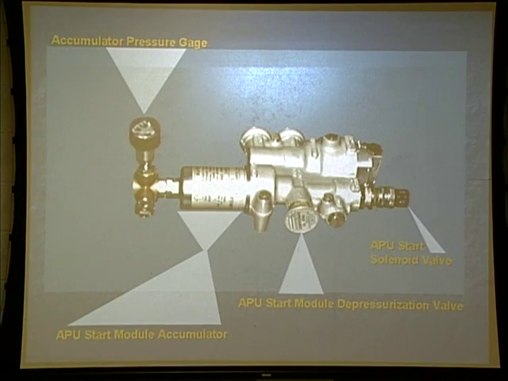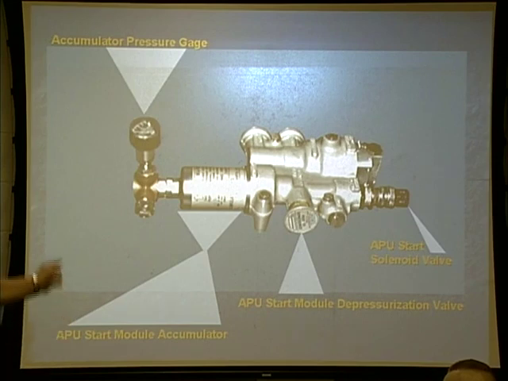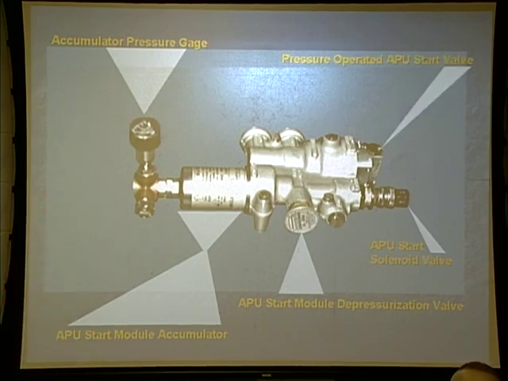APU start solenoid valve. It works in conjunction with my electronic sequencing unit box and my switch on the overhead control panel. When I'm starting my APU, this is what's going to release the pressure from the APU start module, or APU start accumulator, to my APU motor pump. And then there's that pressure operated valve. Again, I've got 3,000 PSI of pressure stored in the APU start accumulator. I just don't want to throw it in front of that APU motor pump and say start spinning with 3,000 PSI. This allows it to start spooling up slowly.